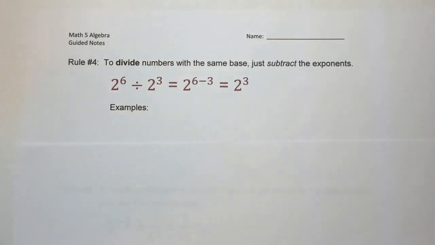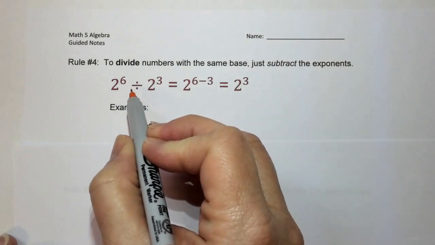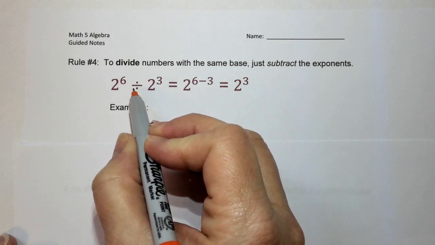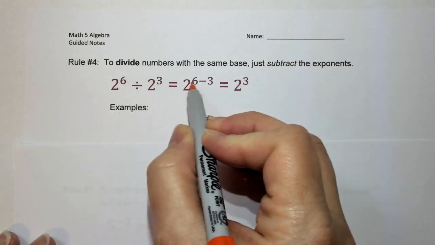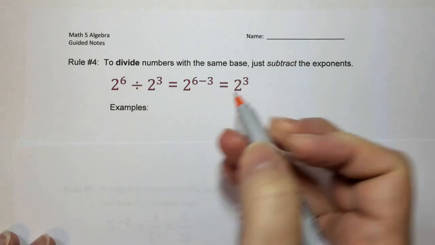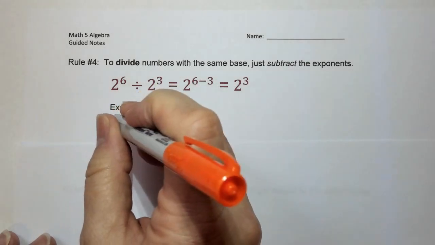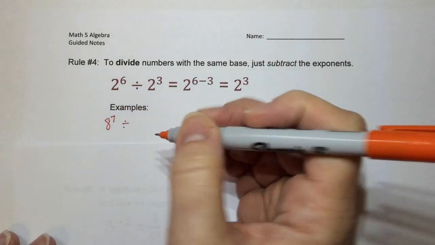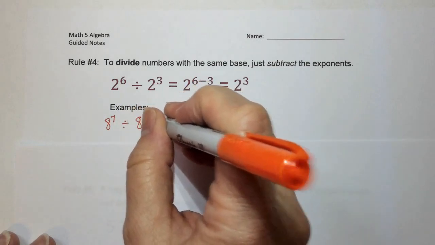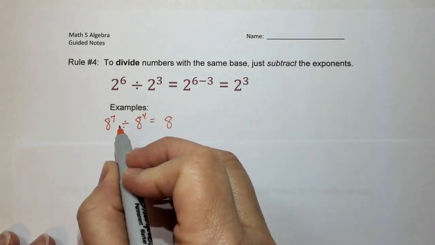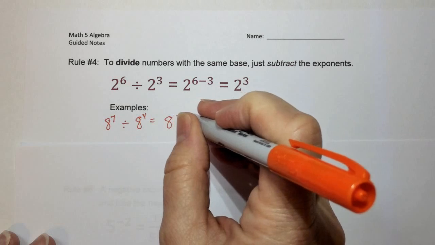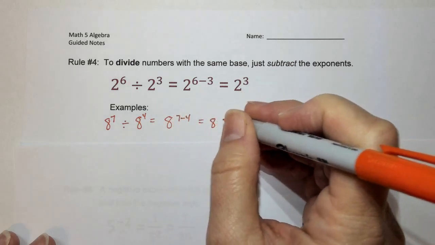To divide numbers with the same base, just subtract the exponents. So here I've got the same base, it's a 2. I've got my division problem. Last time I was adding the exponents, but with division, it's the opposite. We're just going to subtract them. 6 minus 3 is 3. Let's get some more examples here. How about 8 to the power of 7 divided by 8 to the power of 4? Well, the bases match, so I can leave the base. And with the division one, we get to subtract 7 minus 4. And my answer would be 8 to the power of 3.